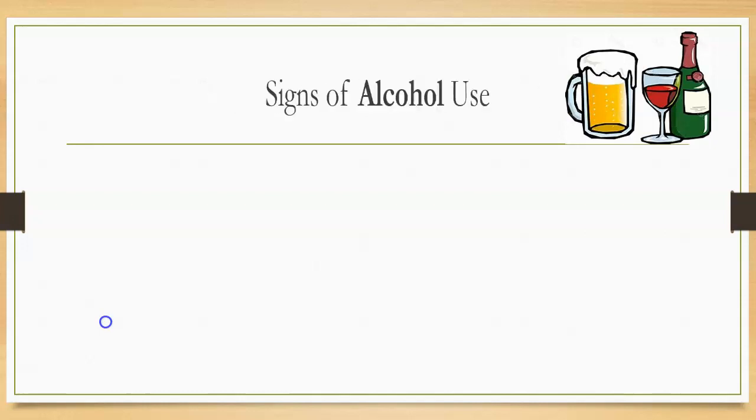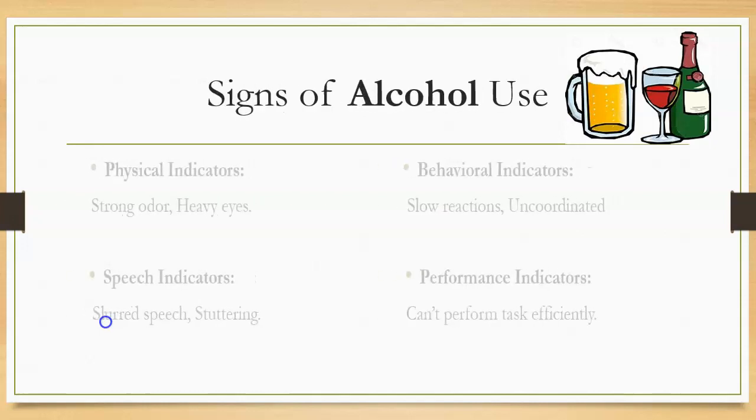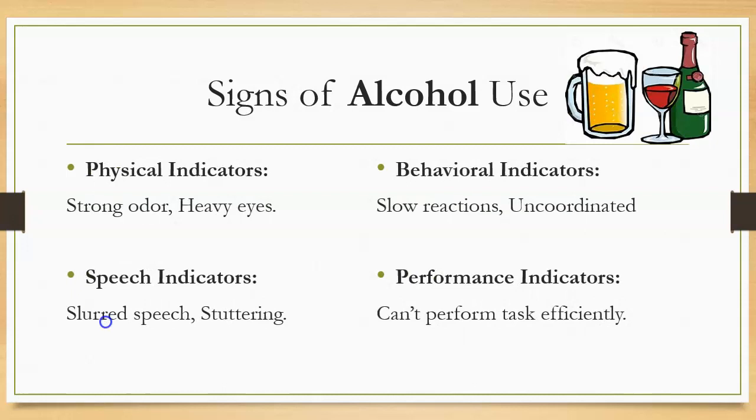Lastly, we have the signs of alcohol use, beginning with the physical indicators such as them giving off a strong odor or having heavy eyes, and slurred speech and stuttering, looking along the lines of speech indicators. And then under behavioral indicators we have slow reactions and uncoordination. And then under performance indicators we have that employee not being able to perform their normal job tasks efficiently as they normally would.